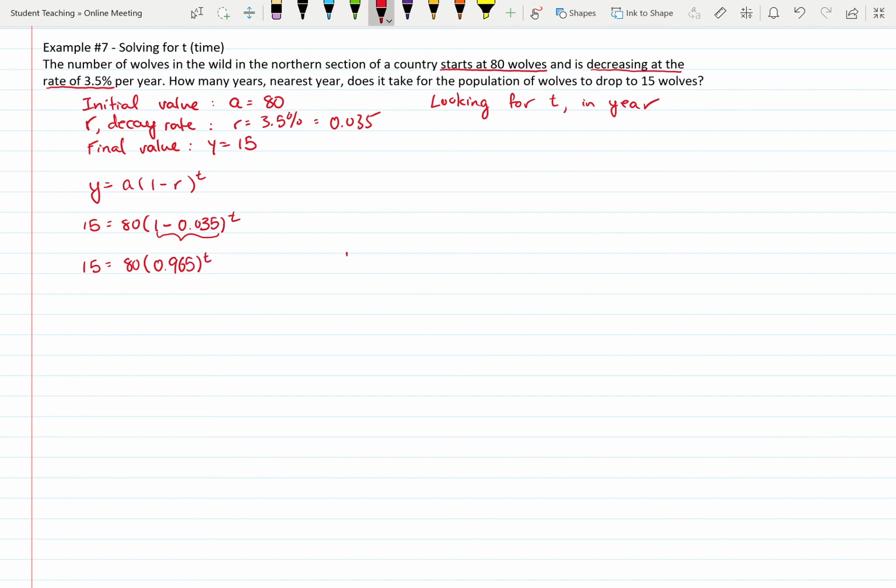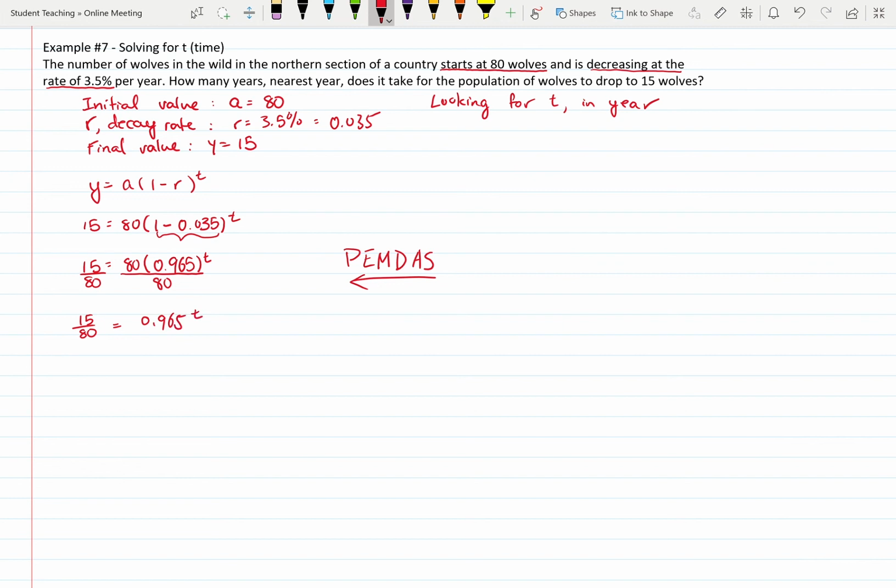Now let's use PEMDAS, going in the opposite direction. We don't have addition or subtraction left, but we do have multiplication, and the opposite operation is division. So divide by 80. That gives us 15 over 80 equal to 0.965 raised to the t power.